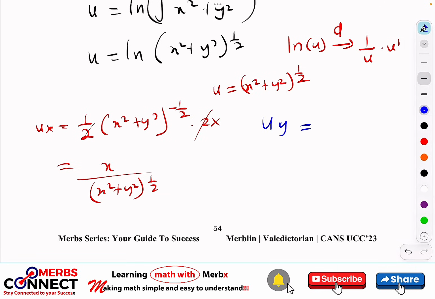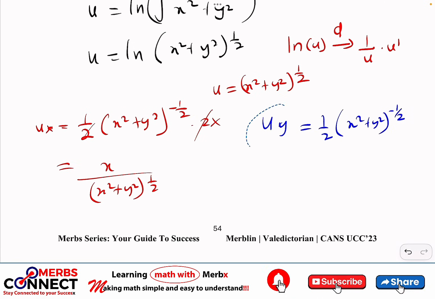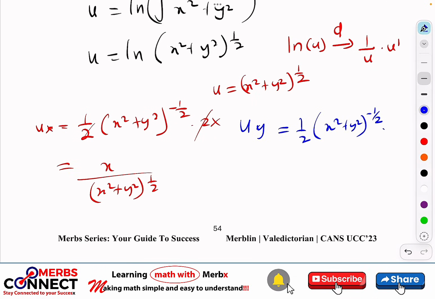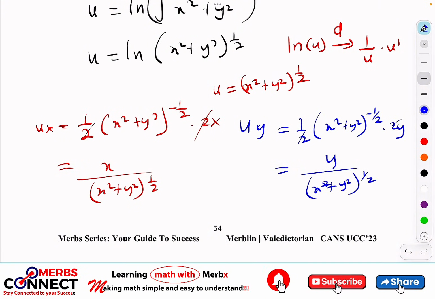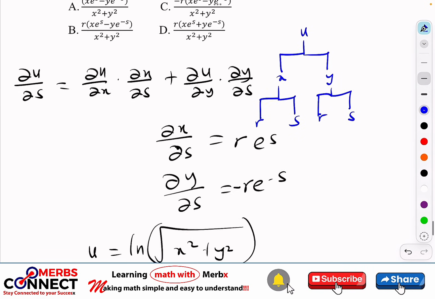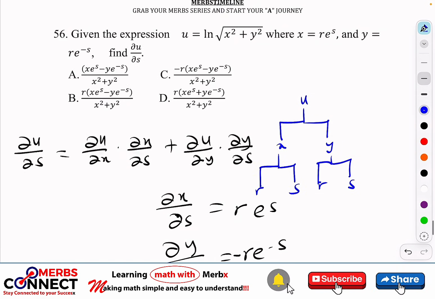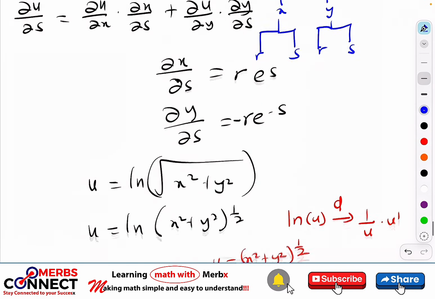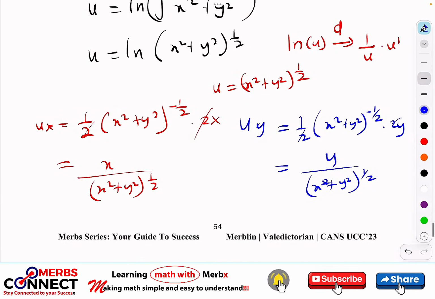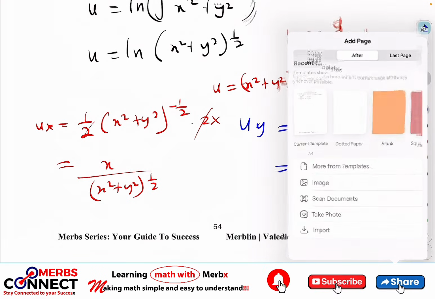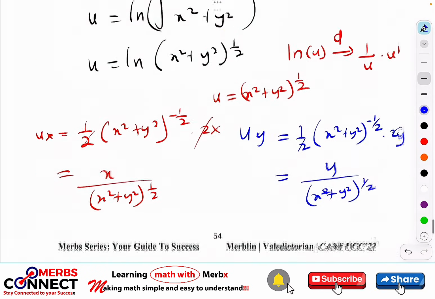So u_y is also going to give us 1 over 2 as the same thing, (x squared plus y squared) to the power minus 1 over 2. But here, when we differentiate what is inside, we are going to have 2y. 2 cancels 2, and I have y divided by (x squared plus y squared) all to the power 1 over 2. Nice. Okay, so what can we do? This one is too simplified. Why? Advanced people, we are no good. Always we want to make things complicated. Okay, so now let's try and continue from here.